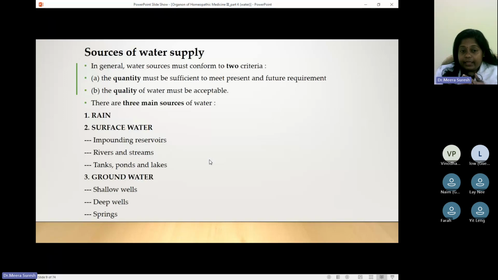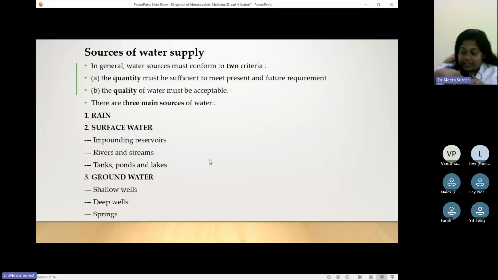Accordingly, there are three main sources of water. The first one is the rain, which is the primary source of all water. Then we have the surface water, and the third one is the groundwater. Under surface water, we have impounding reservoirs, which are artificial masonry structures that are constructed, or in other words, what we call dams. Then rivers and streams, tanks, ponds and lakes, etc. Something that is present on the surface level is surface water.